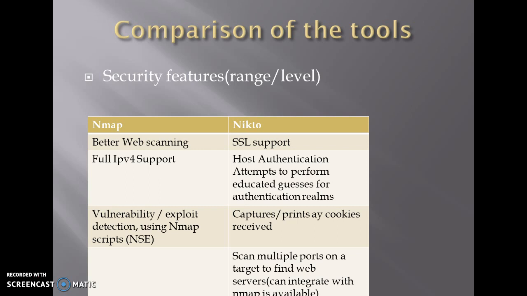Nikto captures the cookies that are received in a network, and Nikto also scans multiple ports on a target to find web servers, but Nmap scans ports to see if they are open or closed.